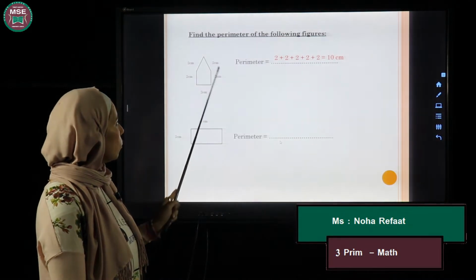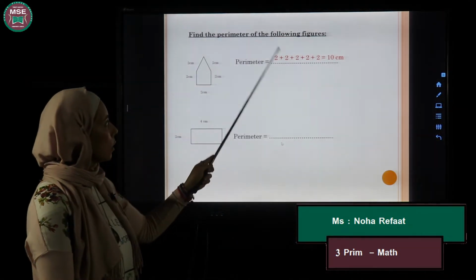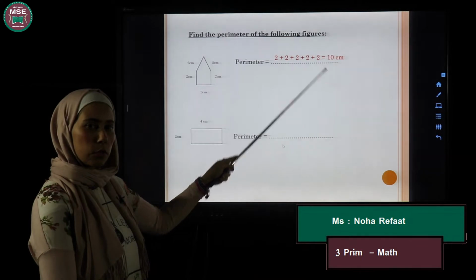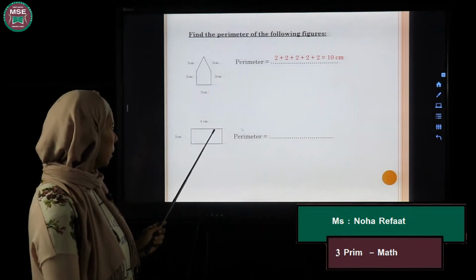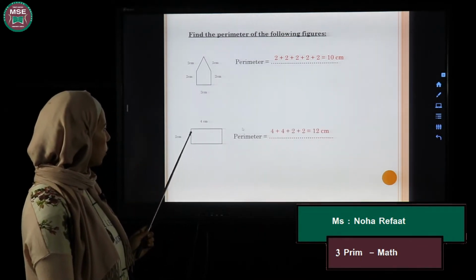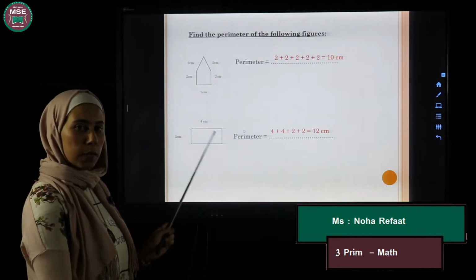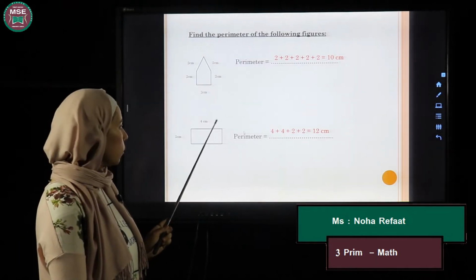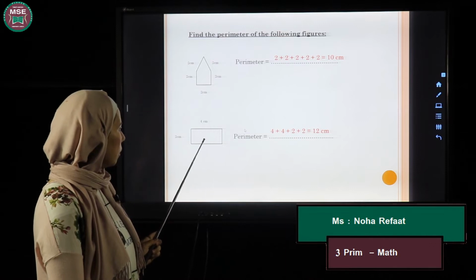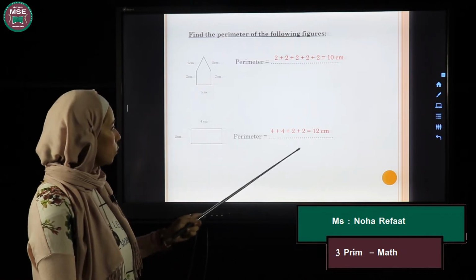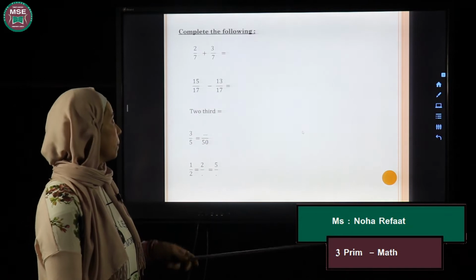2 plus 2 plus 2 plus 2 plus 2 equals 10 cm. The next shape is a rectangle with length 4 and width 2. We are going to make the total of all the sides. 4 plus 4 for the other sides and 2 plus 2 equals 12 cm.